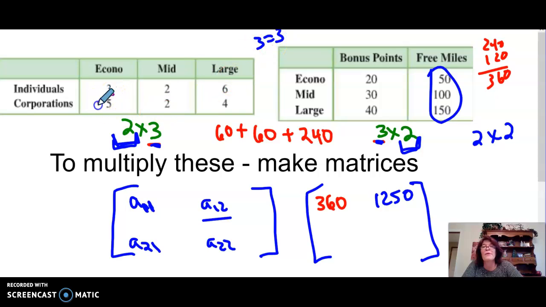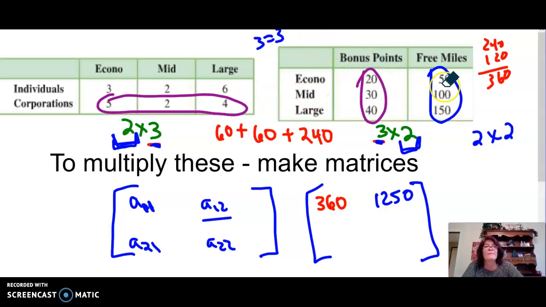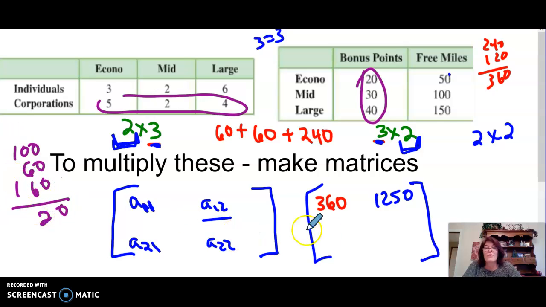I'm going to circle that in purple. Second row, first column. Okay, and that's going to go in the second row, first column spot. Okay, so, oh, great. I circled over the number. I can't even see it. Okay, 5. So now I'm going to take 5 times 20 plus 2 times 30 plus 4 times 40. So that's going to be 320. Okay, see how we get that?